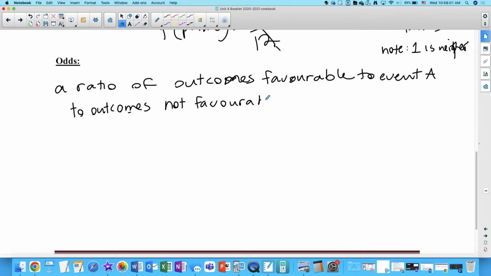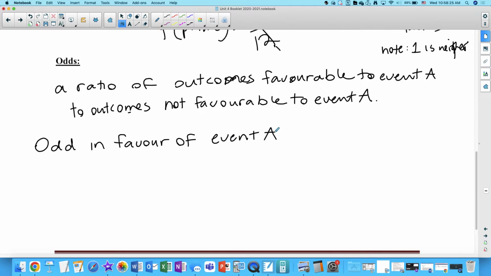Okay? There are 2 ways of describing odds. You can talk about odds in favor of event A. When you're talking about odds in favor of event A, the first number in the ratio is going to be the number of outcomes that are favorable to A. So this would look like this: A to not A. That would be the ratio when you're looking at odds in favor of.